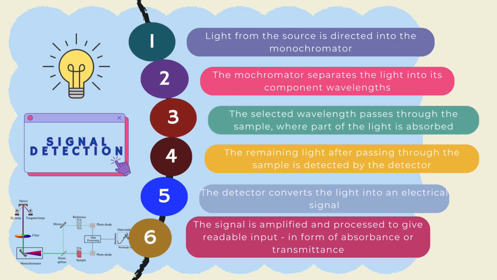So this is how the UV spectrophotometer detects the signal. Firstly, the light from the source is directed into the monochromator. Then, the monochromator separates the light into its component wavelengths. Then, the selected wavelength passes through the sample, where part of the light is absorbed. The remaining light after passing through the sample is then detected by the detector, which converts the light into an electrical signal. This signal is then amplified and processed to give a readable output in the form of absorbance or transmittance.